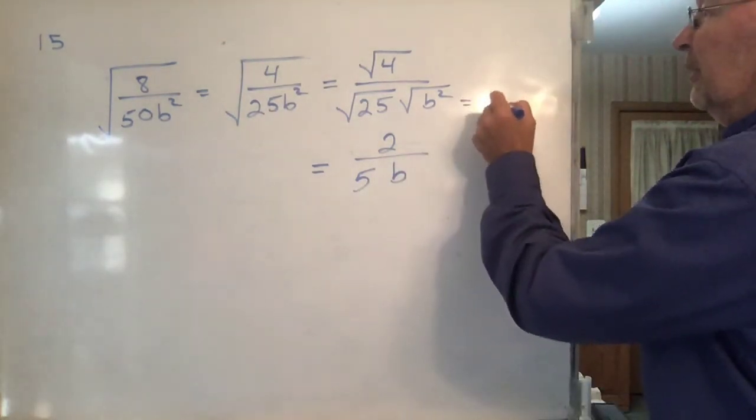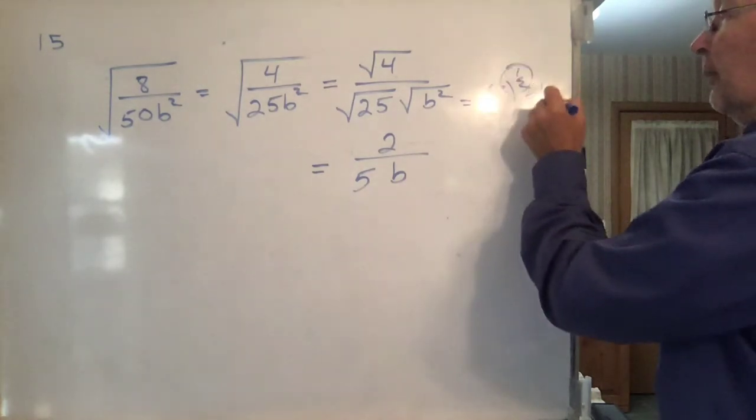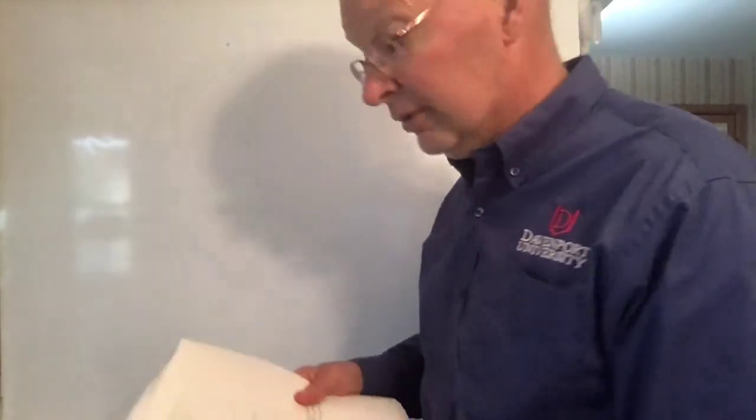Because what does that mean? That means b squared to the 1/2 power, and you multiply those out, you're going to get b to the first. Okay, let's continue. Had a little technical glitch there.